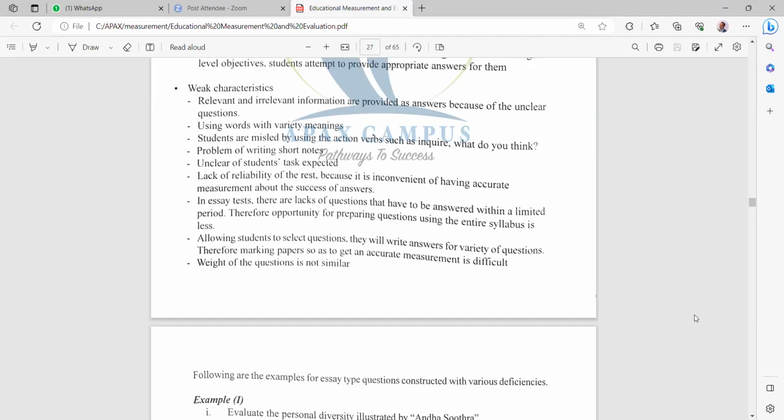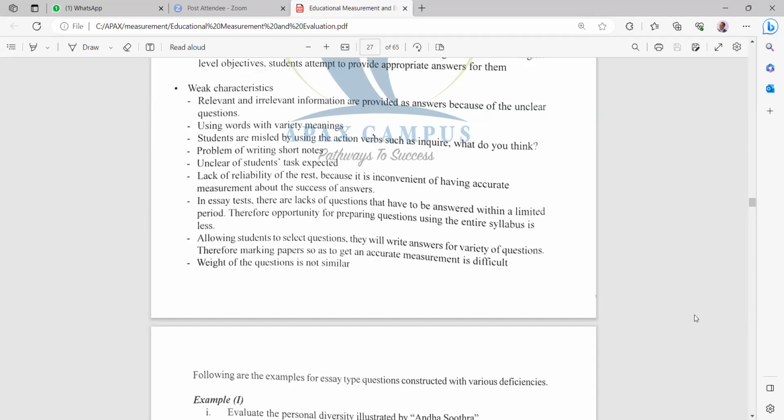So here there's one problem of writing short notes. Right? They're not used to doing that. So there can be problems of taking notes. At the end of the course, the students may complain that our lecturer didn't give us notes. Whereas we expect them to listen to our lectures and make their own notes, right? Long or short notes.